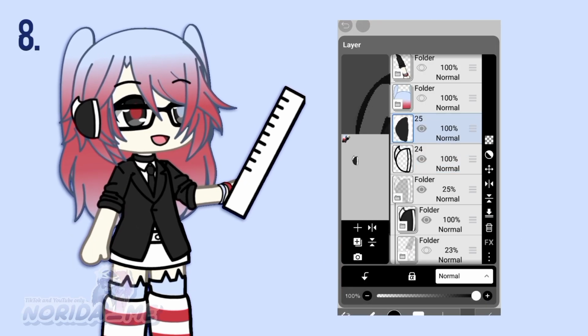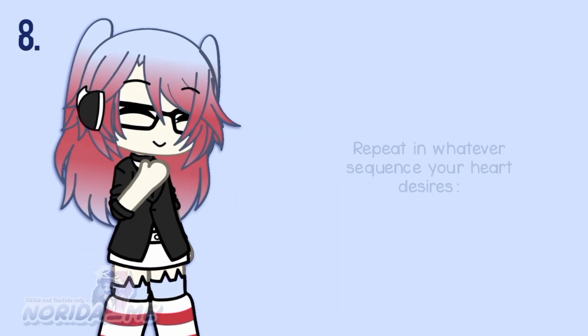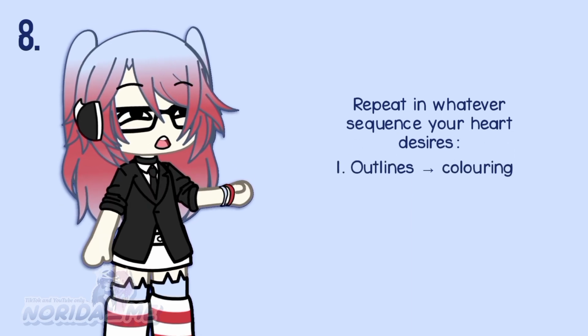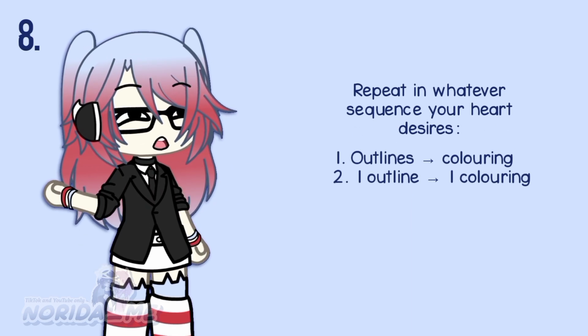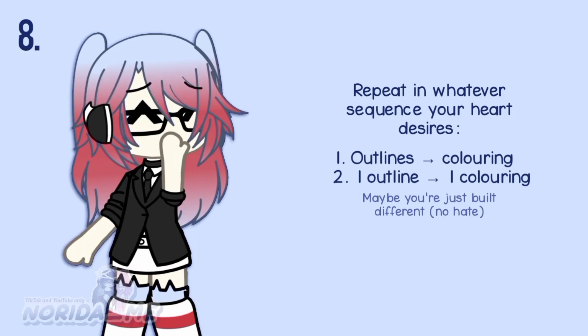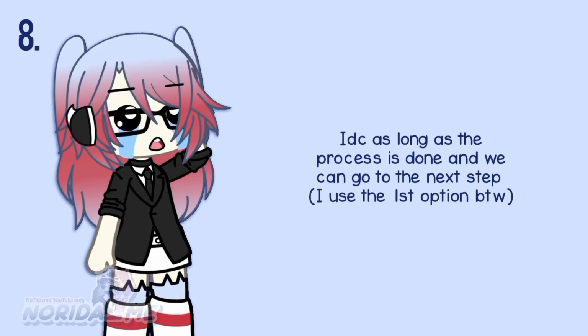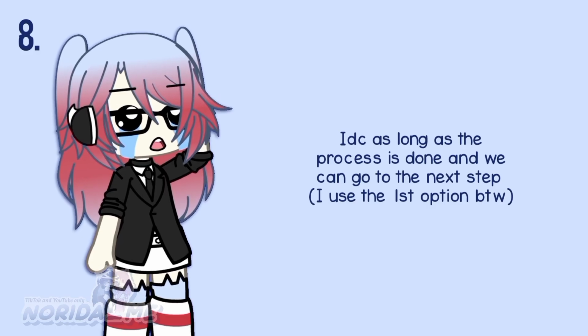Create a layer beneath the outline layer, and color the part. Repeat in whatever sequence your heart desires, all of the outlines first and then coloring them, or outlining and coloring each part separately. Maybe you're just built different, no hate, and you color first and then outline. I don't care as long as the process is done and we can go to the next step.